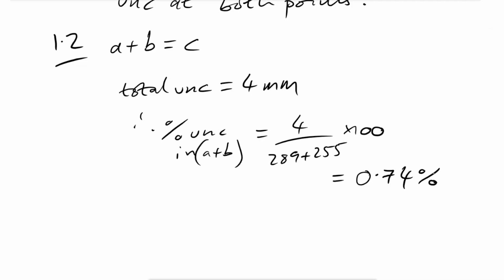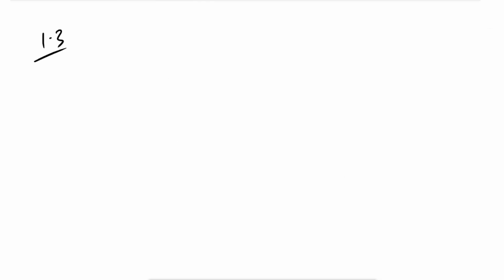That gives us 0.74%. It would be a different story if these values were multiplied together or divided by each other. In that case, we'd have to find the percentage uncertainty in both and then add them together. But like I said, when we're adding or subtracting, we just find the total absolute uncertainty and then go from there. So why do we end up with a different percentage uncertainty for C? Well, actually, let's find out what that is.